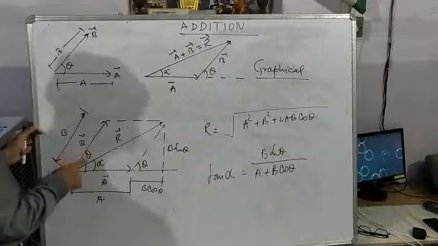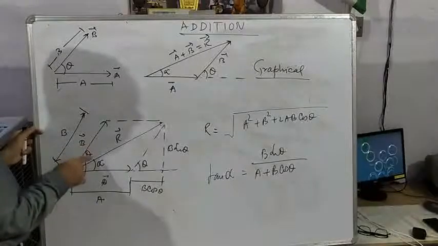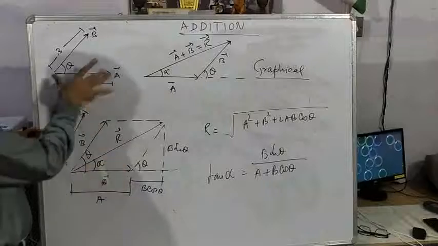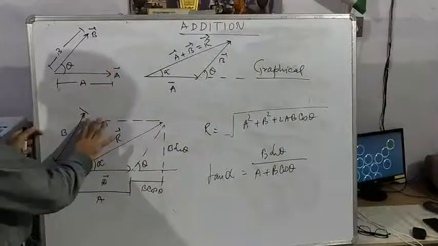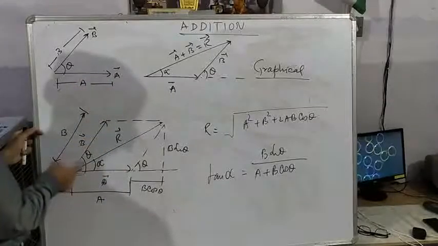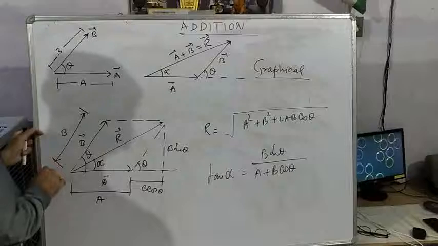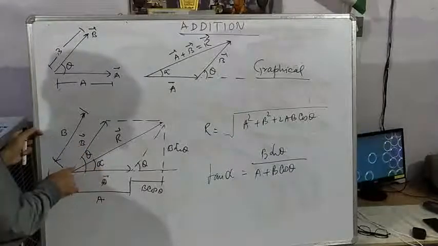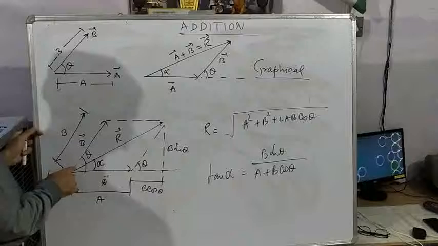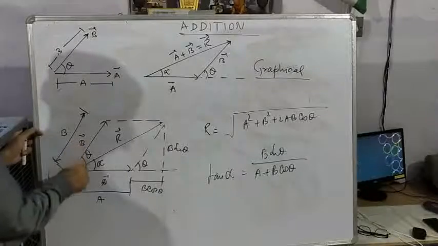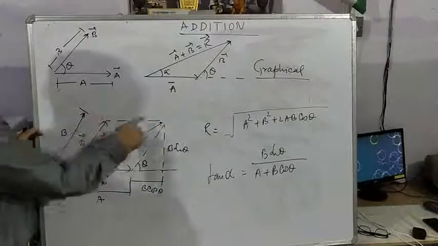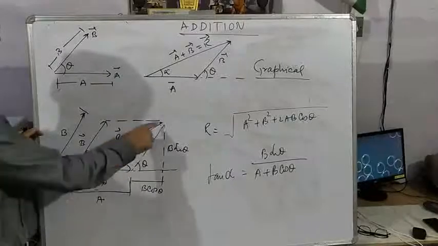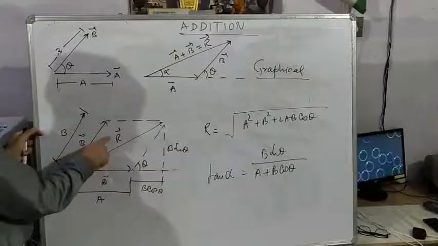Now analytical method. It is also called parallelogram method. Vector A, then vector B, and angle between the two vectors theta. These two vectors are adjacent sides of a parallelogram. Using these two sides you complete the parallelogram. Diagonal passing between the two vectors will be resultant.